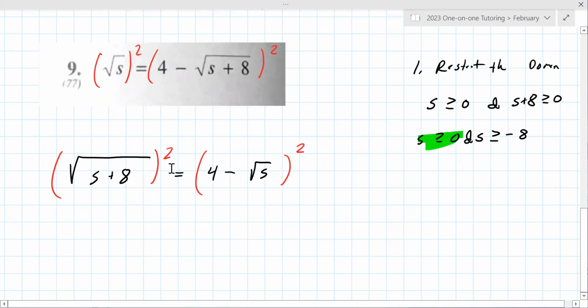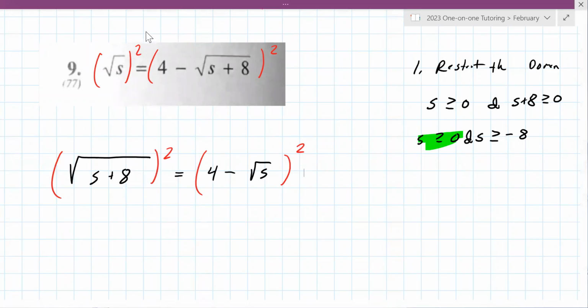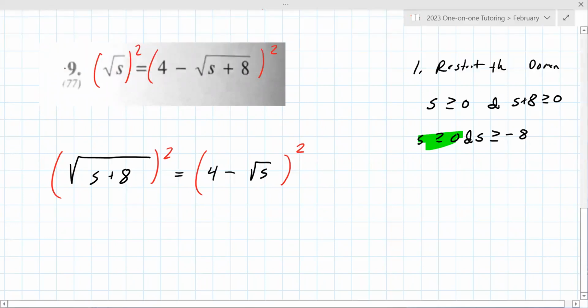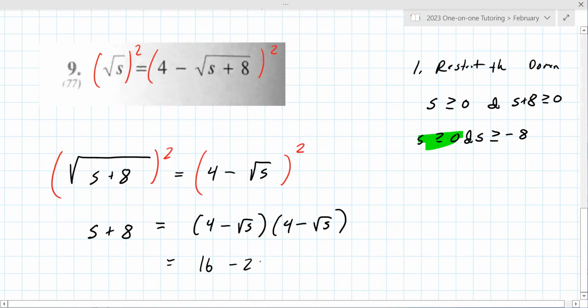Is it okay if we work with this one down here? Yes. Okay, so the square undoes the square root. On the right here, you have to FOIL. You can't just do something that's illegal in math. You have to actually write this out. So it's 16 minus 2 square root of s plus s, like this. Is that okay? Is that clear?